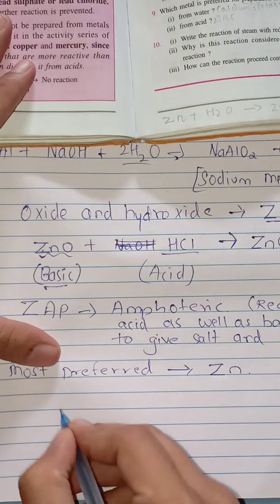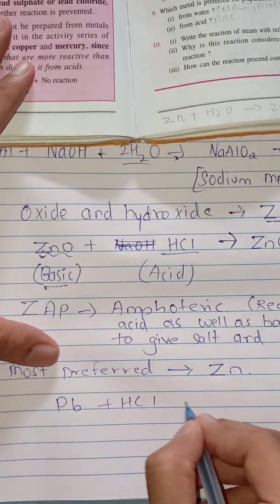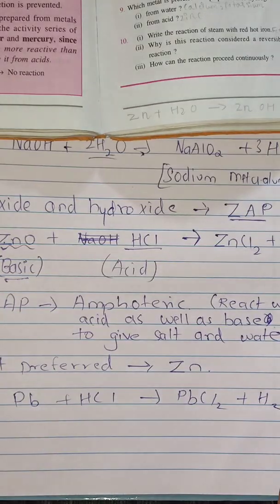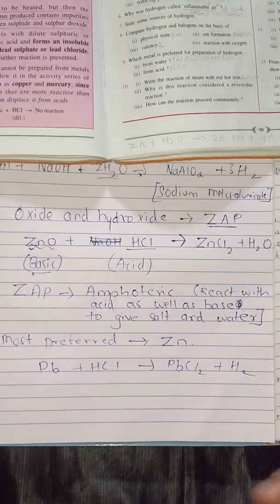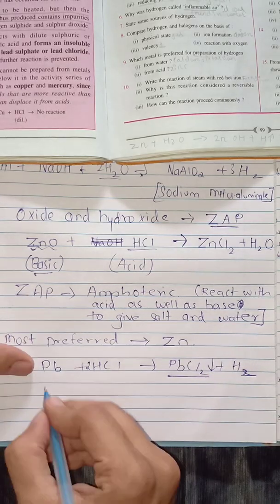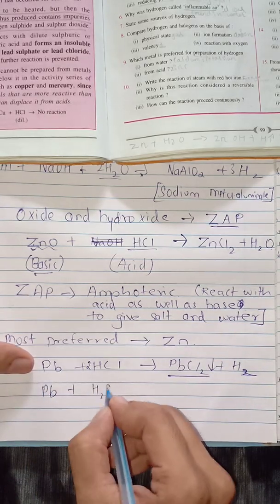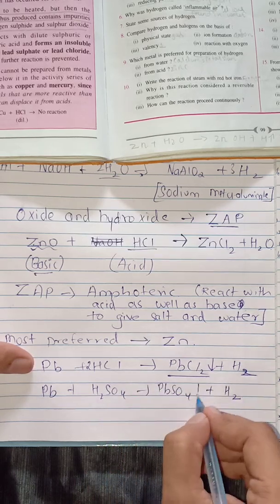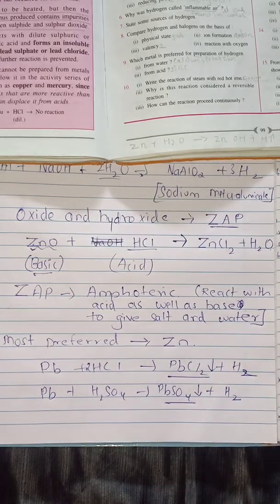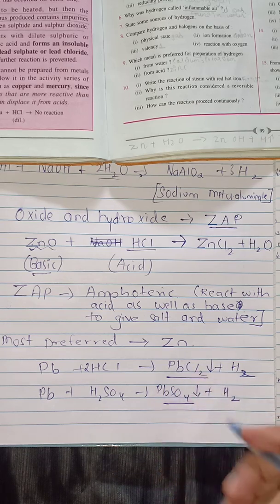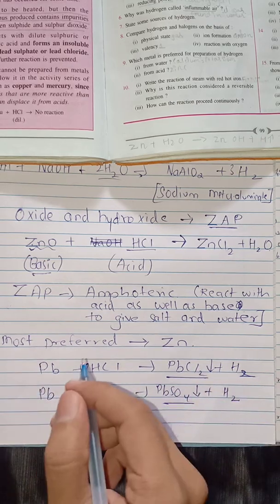We can't take lead because if I take lead and make it react with HCl, it forms PbCl2 and hydrogen gas will be liberated, but this will precipitate. Same if I take sulfuric acid, it will form a precipitate. What is the function of this precipitation? The precipitation will stop the reaction. That is why lead is not preferred.